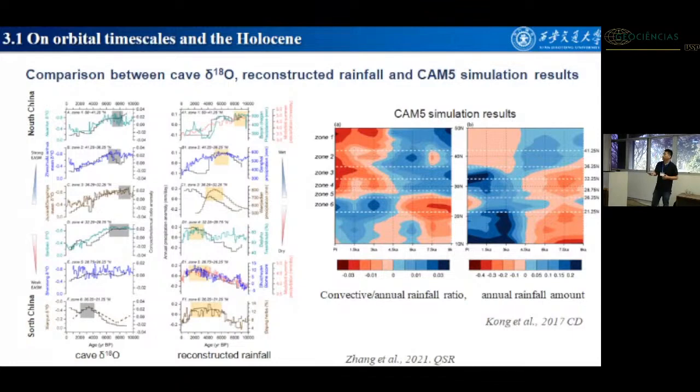And the right side is the reconstructed rainfall proxy. The colored curves are also the reconstructed records, and the black curves are the data extracted from the annual rainfall. We can see they are also consistent. So these two profiles show that the speleothem δ18O shows a large-scale consistent variation, but the rainfall is really different for different locations.